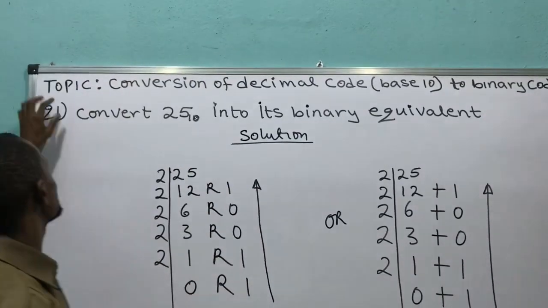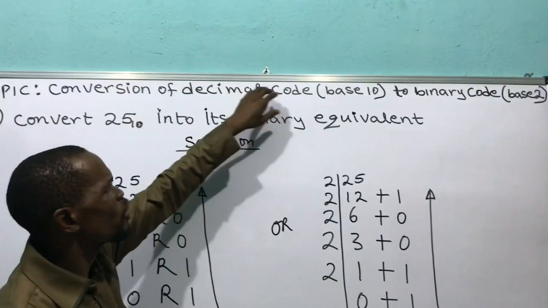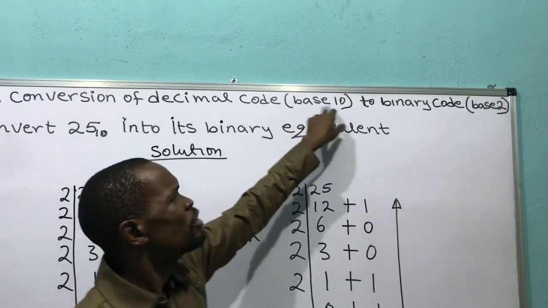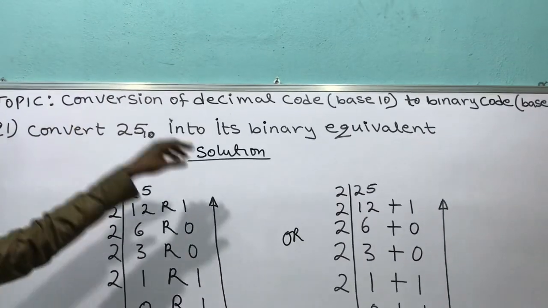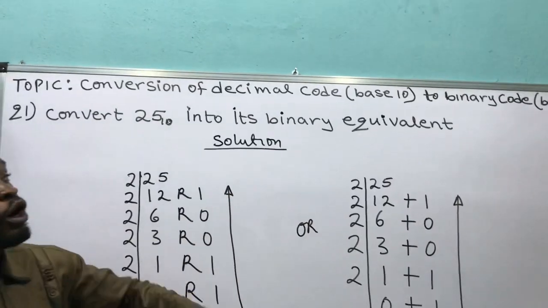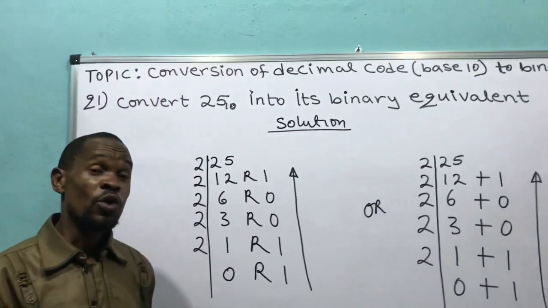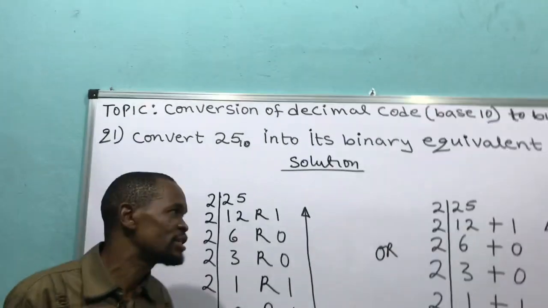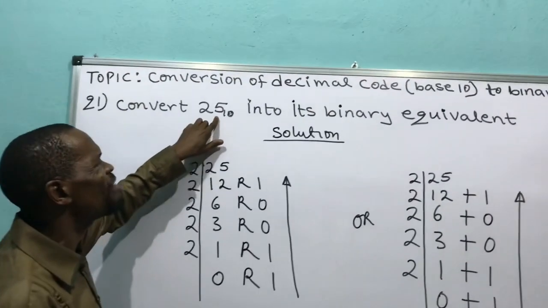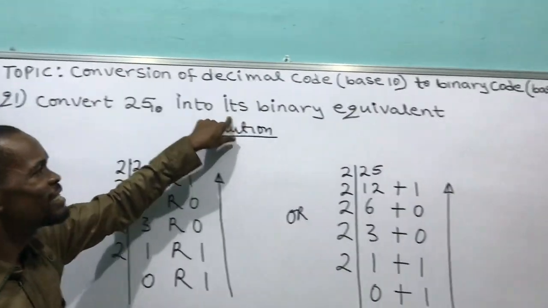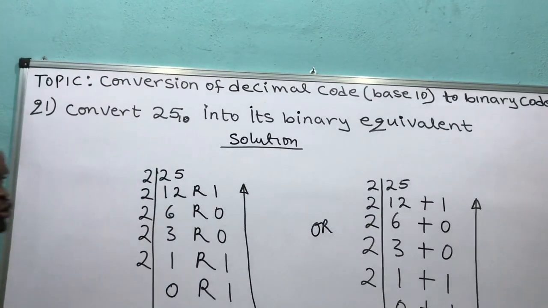Yeah, that is the topic. We say conversion of decimal code, which is base 10, to binary code, which is base 2. We are taking from base 10 to base 2. Then question number 1 says, convert 25 base 10 into its binary equivalent. That means you should convert it to binary code.